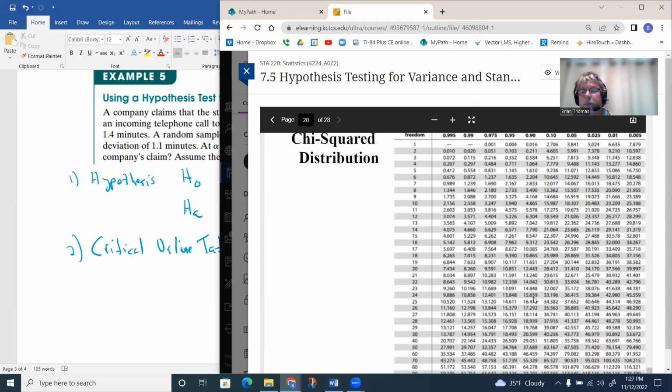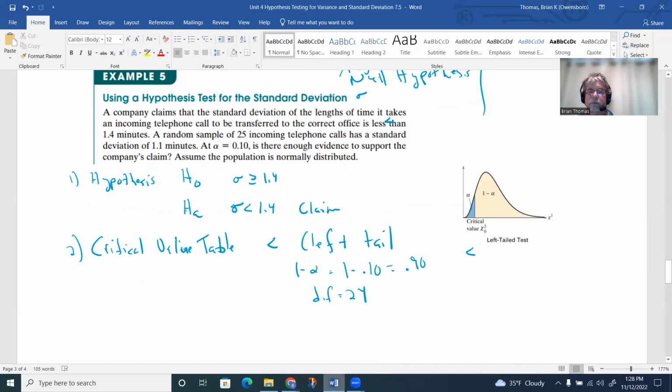So I'm coming up with 15.659. That's going to be our chi-squared 0. That's going to equal 15.659 if it's 3 decimal places. If you're writing to 2 decimal places, you would say 15.66. So you just have to pay attention to how they want that in your lab.